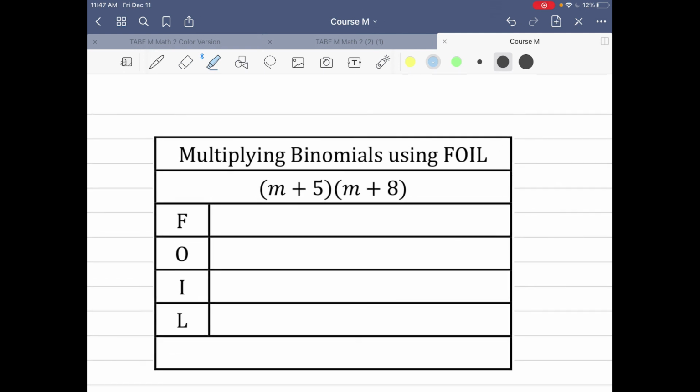First of all, I want to explain the title. You know what multiplying means, but binomials, let's define that term. A binomial is an expression with two terms. Bi means two. Okay, so binomial is an expression with two terms.